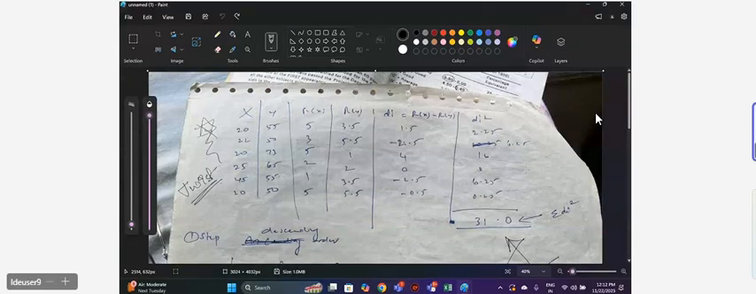What is m? M is nothing but the number of times that value is being repeated. Now, you know that 20 is getting repeated in X. How many times is 20 getting repeated? 3 times.